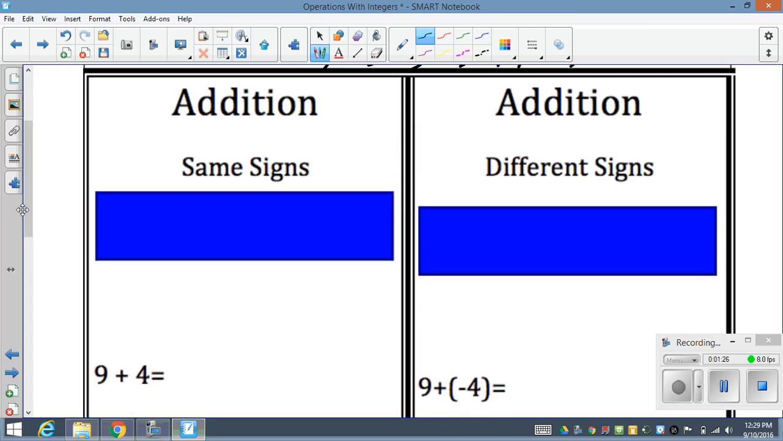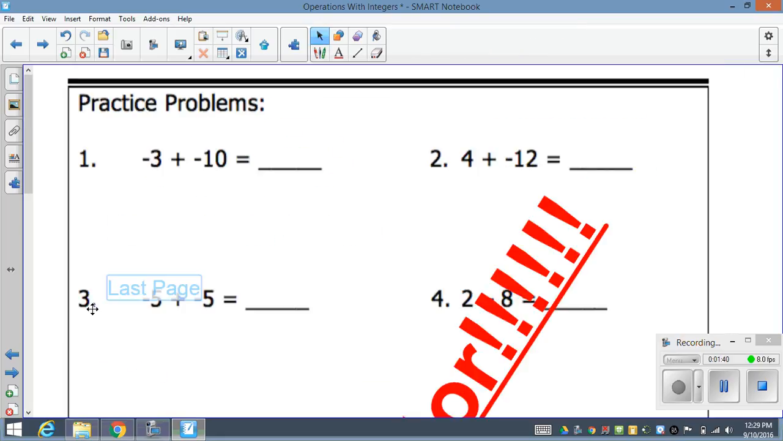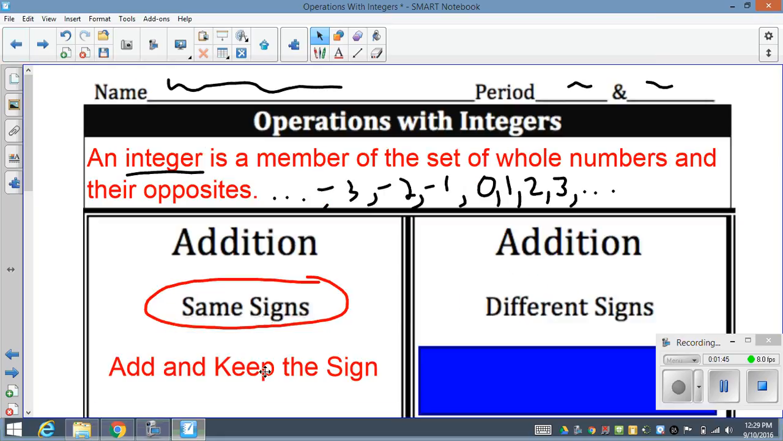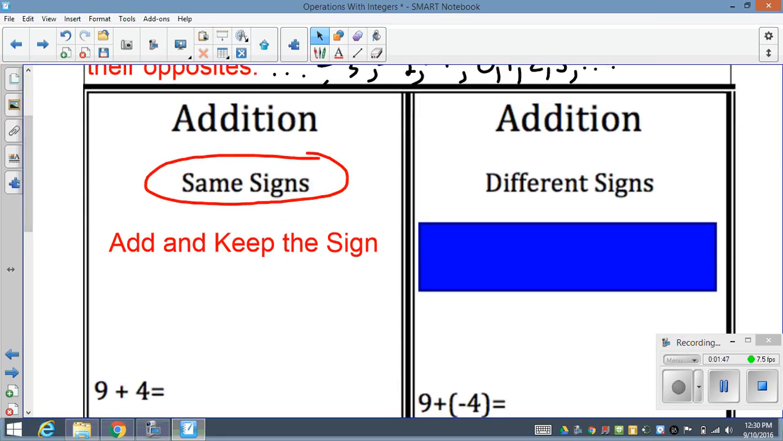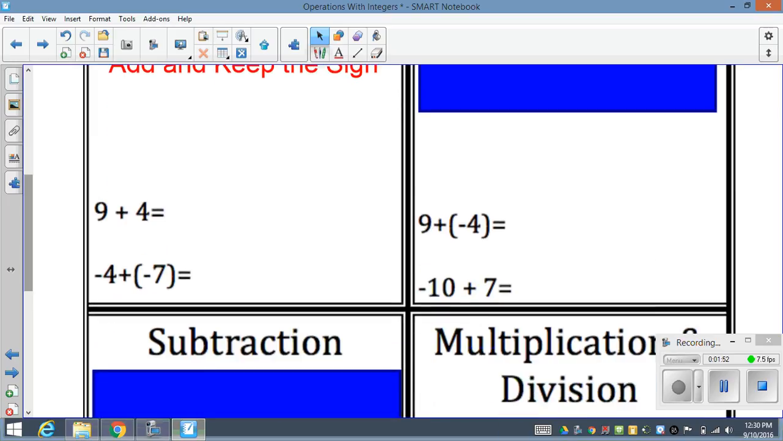Notice our addition, I've got 2 different boxes here. One for the same signs. Go ahead and let's circle that so that it stands out. If you are adding and the signs are the same, you are going to add and keep the sign. So here's what we mean by that. If I have just 9 plus 4, signs are the same, signs are both positive, I'm going to add them. 9 plus 4 is 13. Since they are both positive, it stays positive.